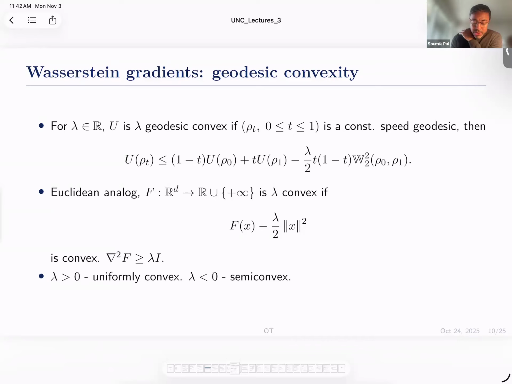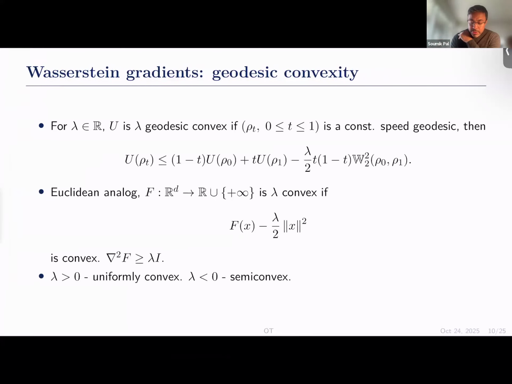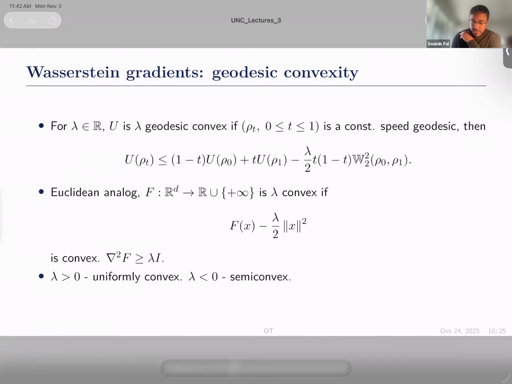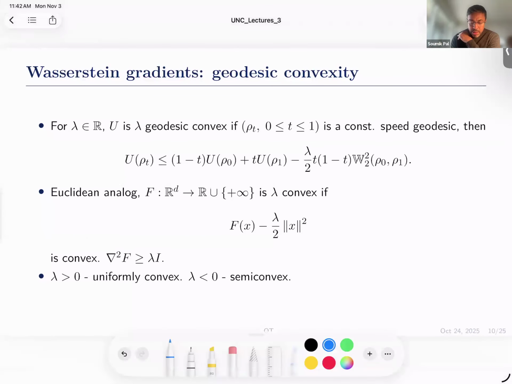So our function U is lambda geodesically convex, which is a generalization of geodesic convexity that Younghoon had mentioned, if along every constant speed geodesic rho_t, the function t going to U(rho_t) satisfies the following property: U(rho_t) is less than or equal to (1 minus t) U(rho_0) plus t U(rho_1), that's just convexity, minus lambda over 2 times t times (1 minus t) W_2 squared of rho_0 to rho_1.